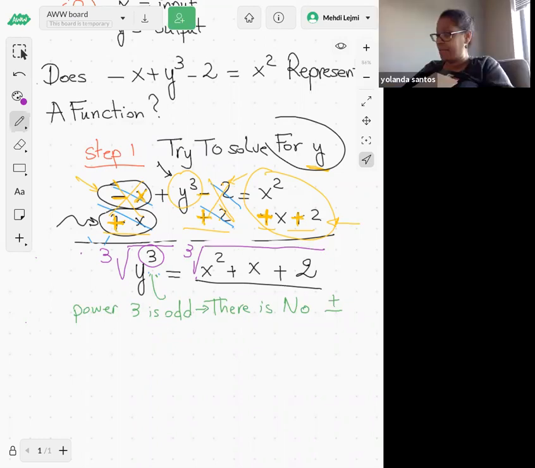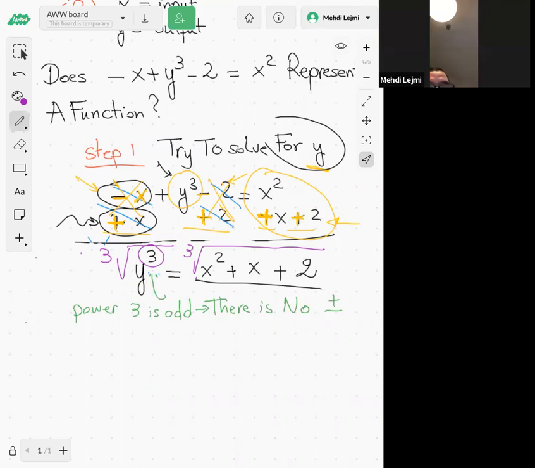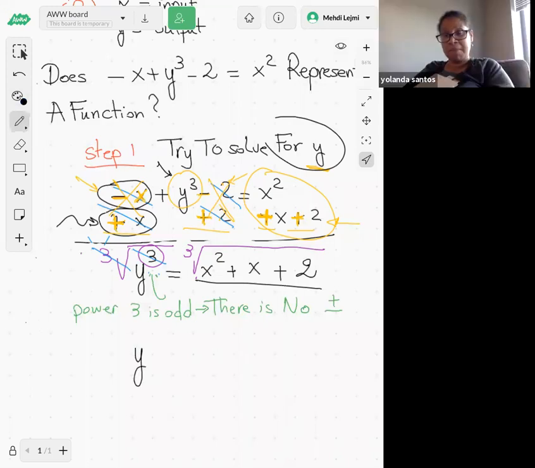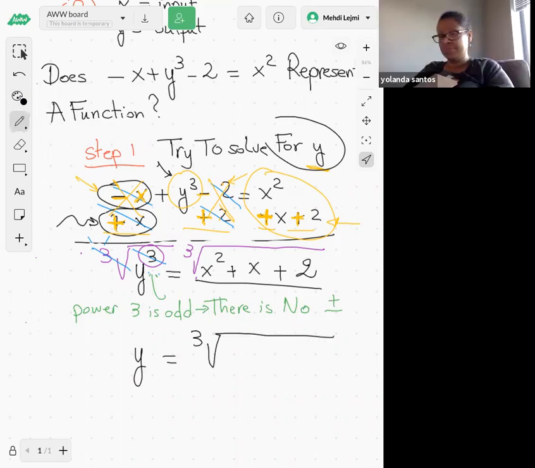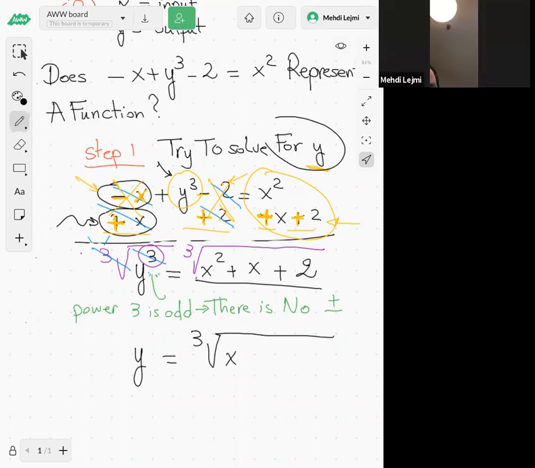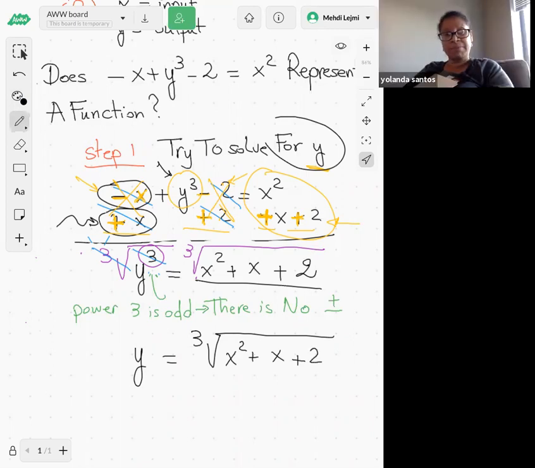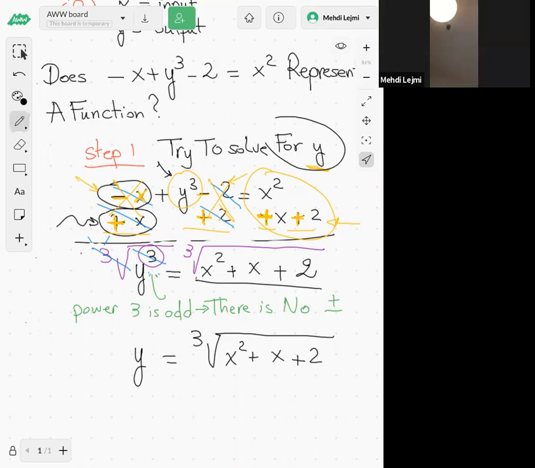Now, this third root and this cube cancel out, and that's why I'm going to end up with exactly y on the left side. On the right side, it's again this third root. There's no simplification on the right side, because there's no cube, so it's the third root of x squared plus x plus 2. Does this make sense to you now? Yes, it does. Okay, perfect.